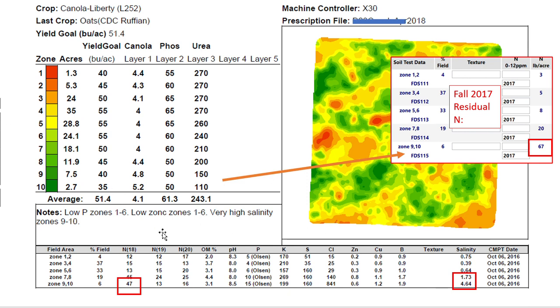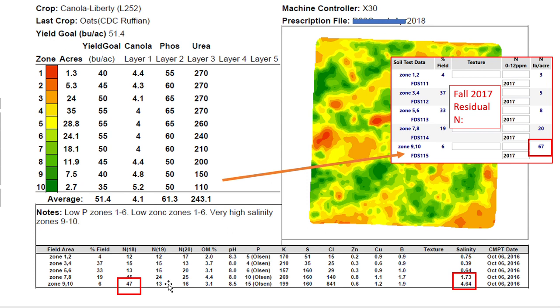So on this field, you can see the salinity is very high in zones 9 and 10, 4.64. Not much grows here other than kochia and a bit of foxtail barley. When soil tested in fall of 2017, these soils had a residual of 67 pounds per acre in zones 9 and 10, whereas the rest of the field had 3 to 20 pounds, indicating the crop was not taking up the applied nitrogen here, as it had previously been flat rated until now. This nitrogen will likely be lost, and thus it is money lost.